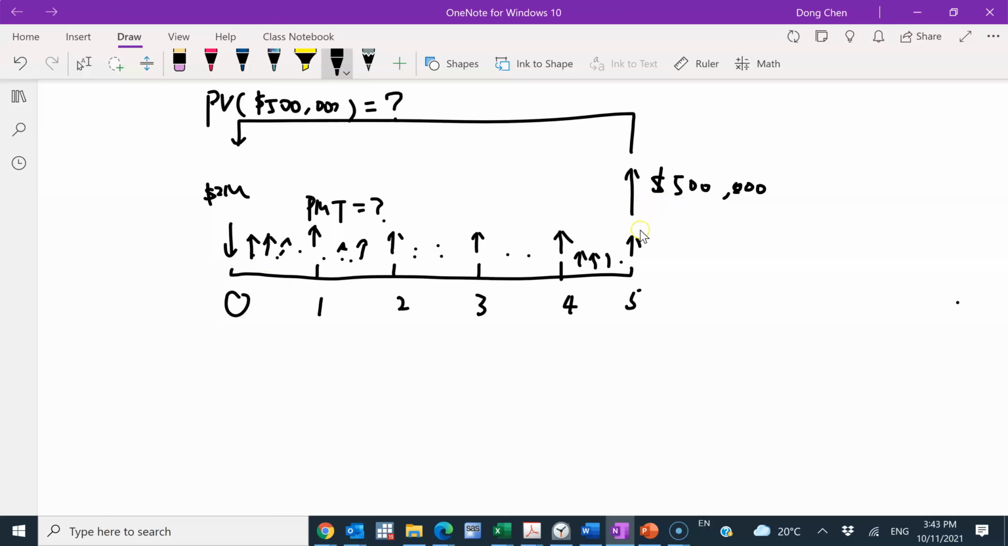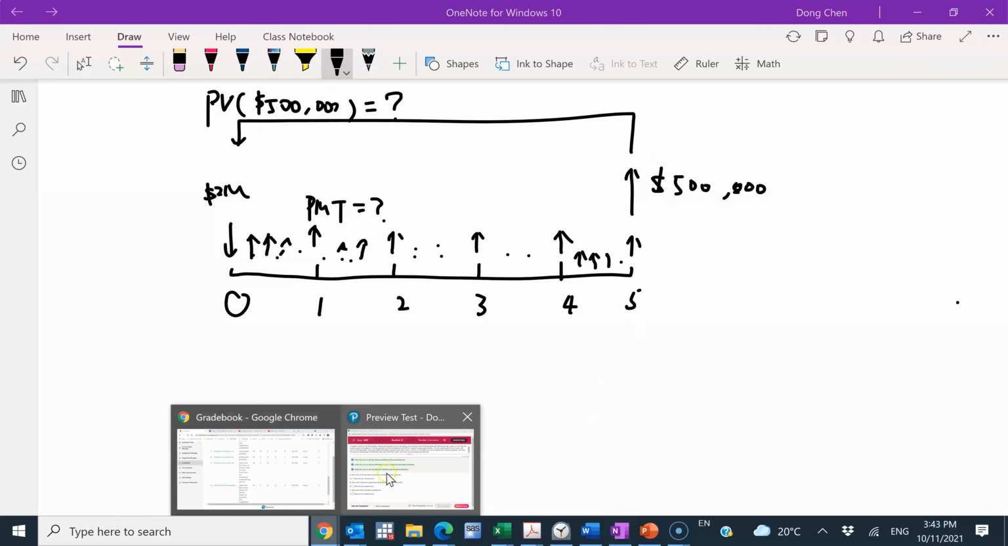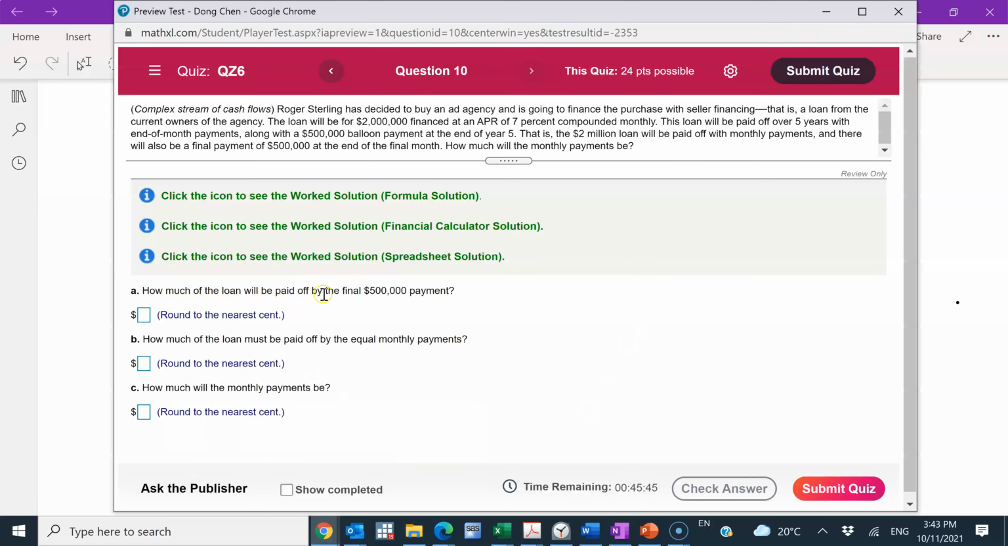The twist for this problem is that in addition to the annuity, we also have this balloon payment by the end of the loan period of $500,000, but this is still a one lump sum payment. The question part A is how much of the loan will be paid off by the final $500,000. We might be wondering what this is actually asking. Is it asking the actual amount paid by this loan? I think that's a moot question, because if the setup were asking that, then it's already $500,000. So why should we need to calculate?